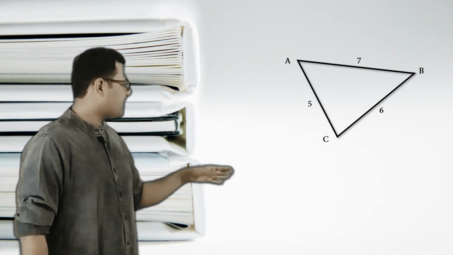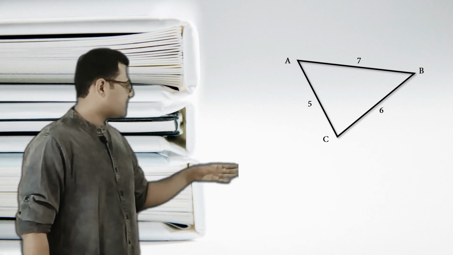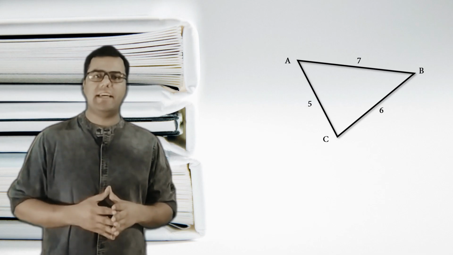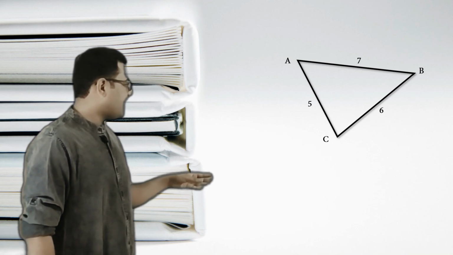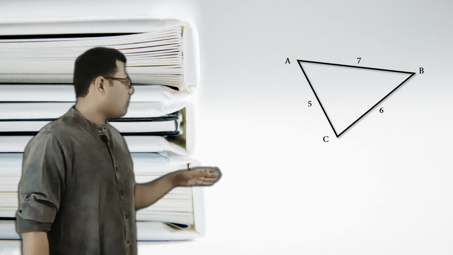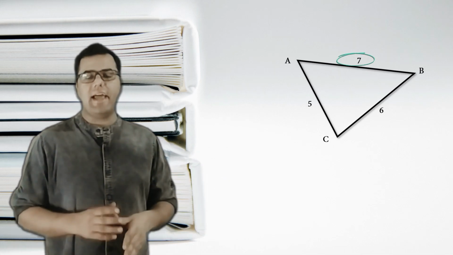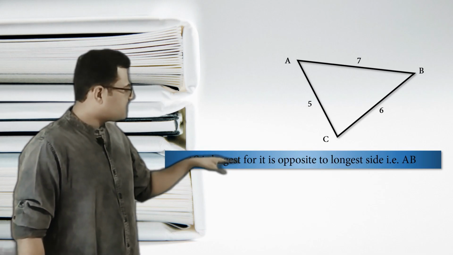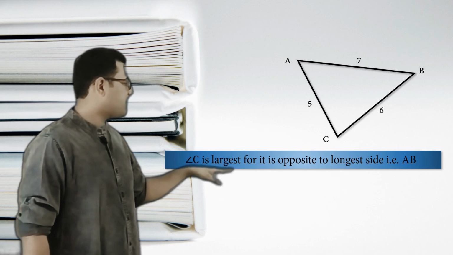Now this is a triangle. 5, 6 and 7 are the lengths of its different sides, and now we want to write A, B, C in ascending order. You see that what I was told, that the interior angle opposite to the longest side is largest. Now here the longest side is 7, and hence the angle opposite to this side 7, that is C, must be the greatest among all those three. So the angle C must be greatest.